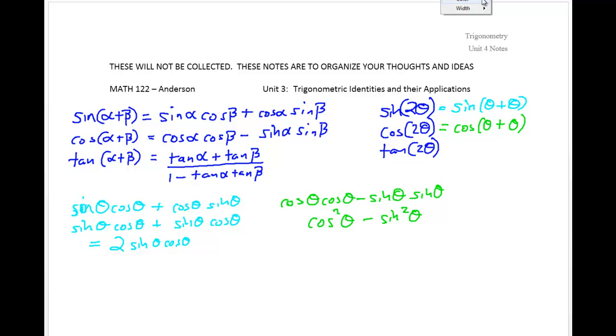But now let's do tangent, since we're on that right there. Let me take tangent. This is going to be the tangent of theta plus theta.